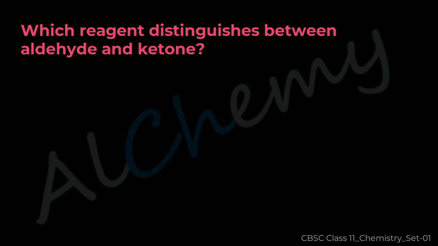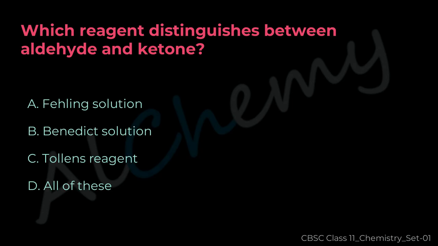2,2-dimethylbutane. Question 21. Which reagent distinguishes between aldehyde and ketone? A. Fehling's solution, B. Benedict's solution, C. Tollens' reagent, D. All of these. The correct answer is D.